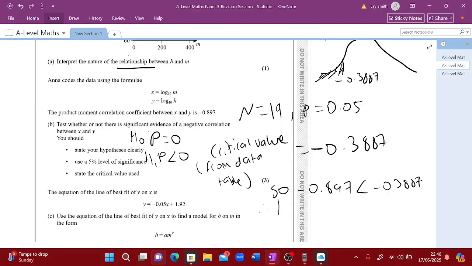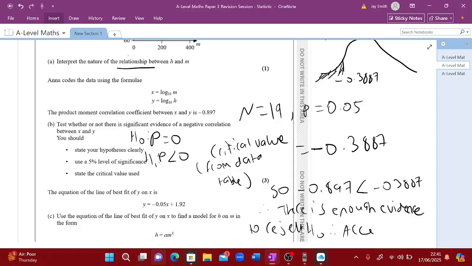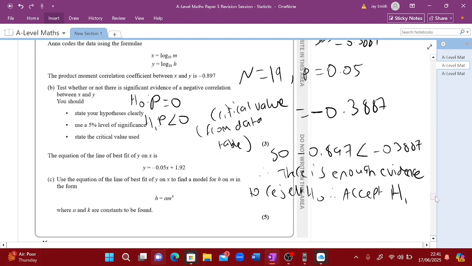Therefore, there is enough evidence to reject H0, the null, right? Therefore, accept the alternative H1. Okay, there we are. So that's only 3 marks. I don't expect a lot there.